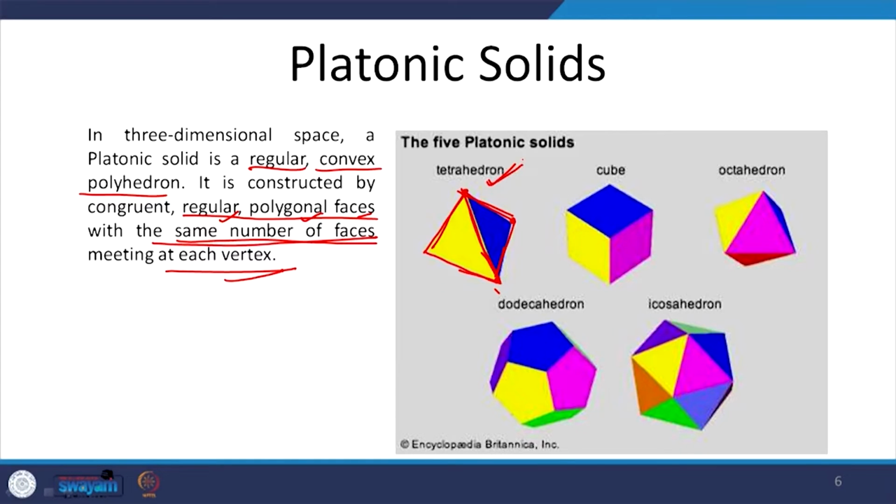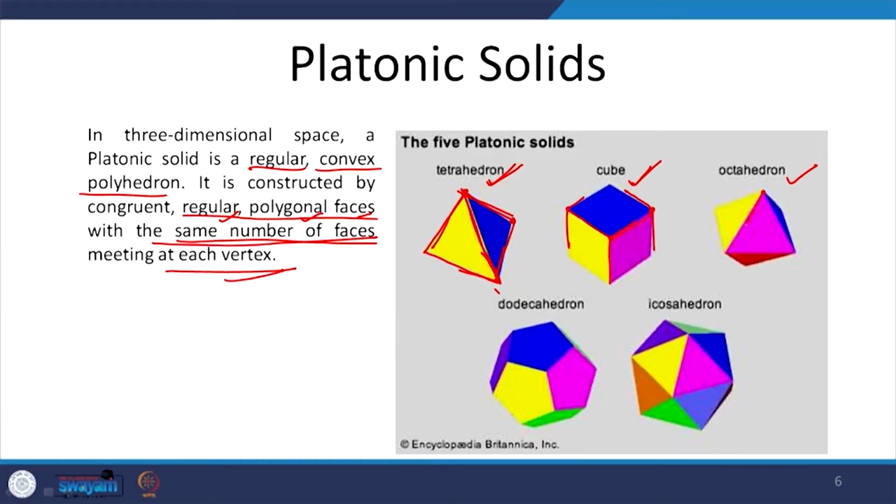This is the tetrahedron. What is a cube? A cube has 3 square faces meeting at each vertex. So, if you look at each vertex, we will have 3 square faces meeting. This is another platonic solid. What is an octahedron? An octahedron is formed by equilateral triangles, but there are 8 equilateral triangles, and at each vertex we have 4 equilateral triangles meeting.